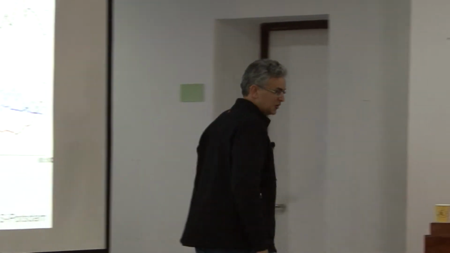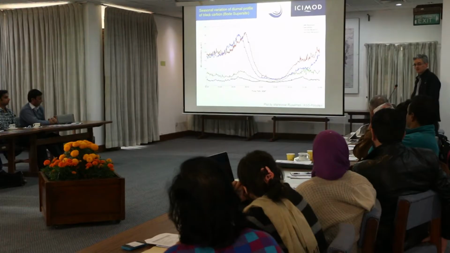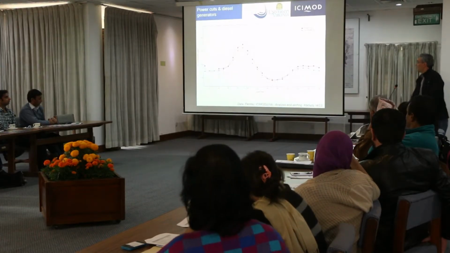The pollution sources are down in the valley. If you look at just the Borde side black carbon data, again you see the seasonal differences, and you see again the morning and evening high levels.